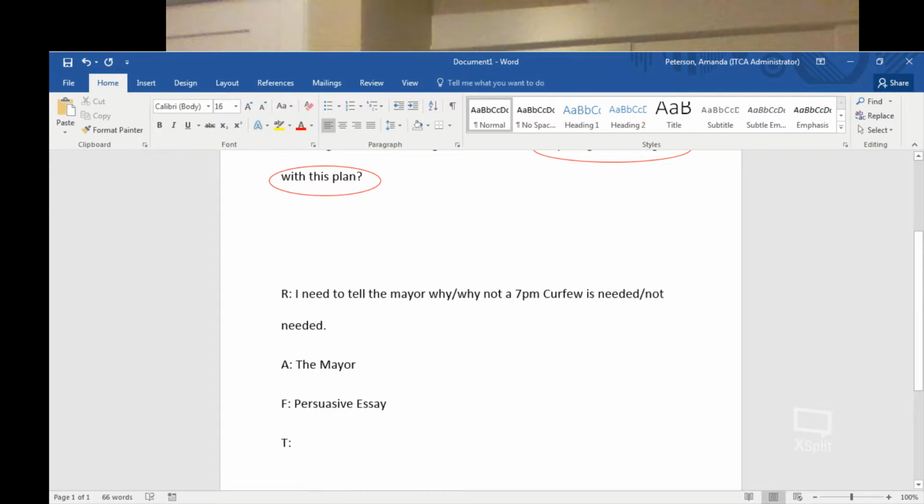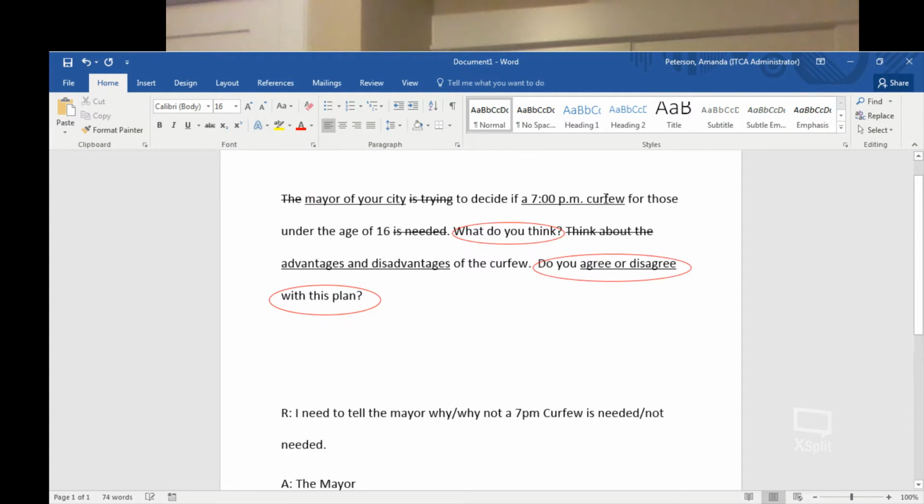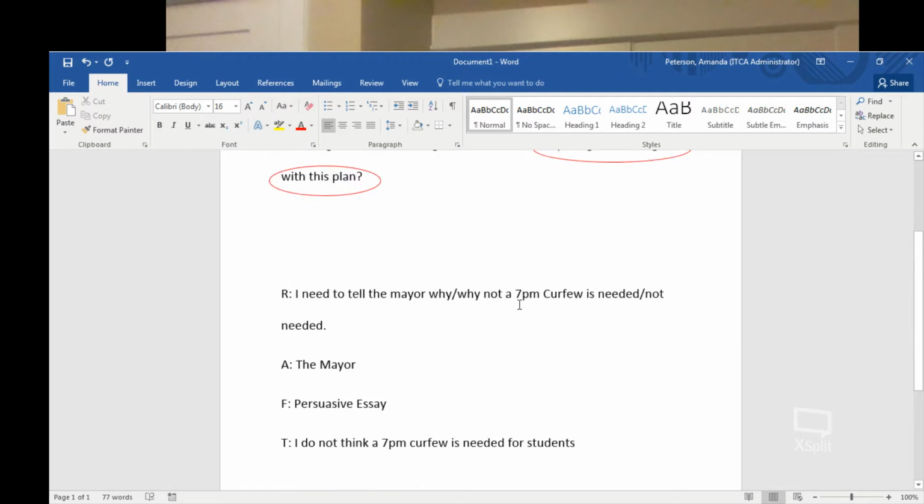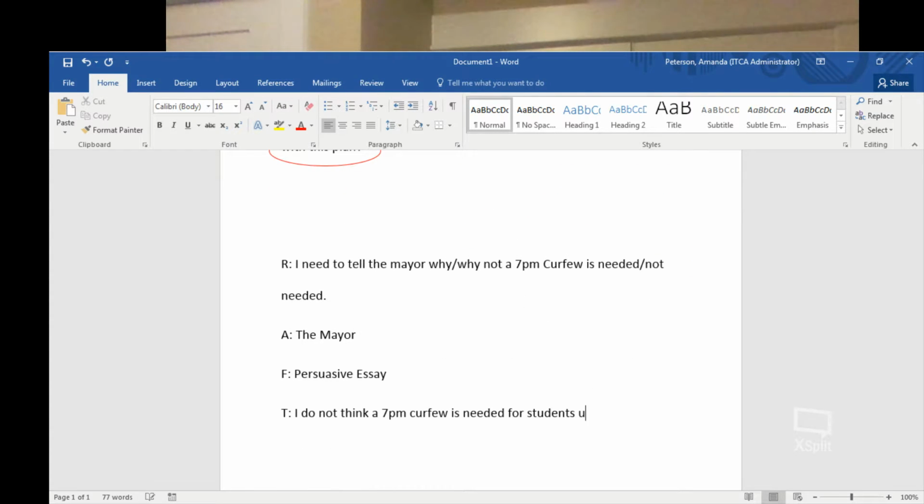So, I do not think a 7 p.m. curfew is needed for students under the age of 16.